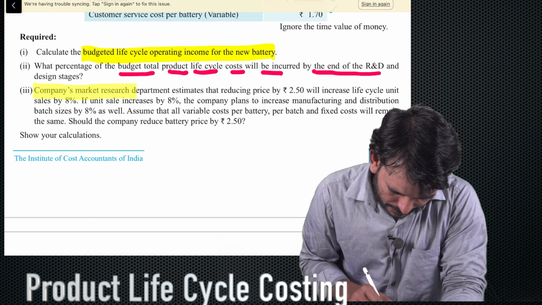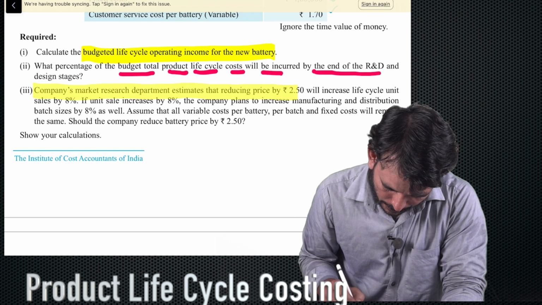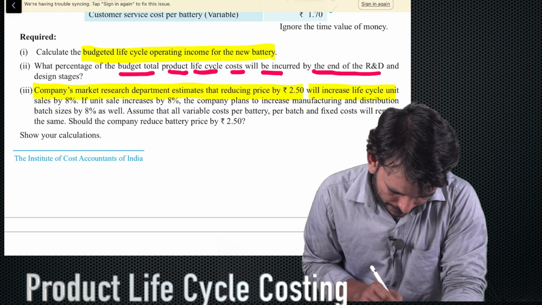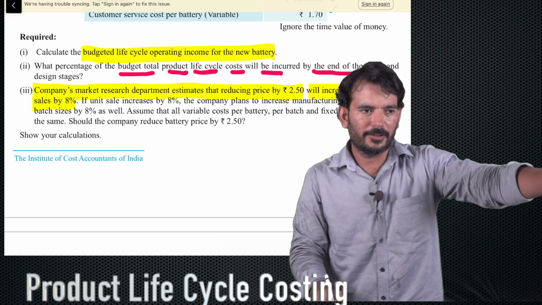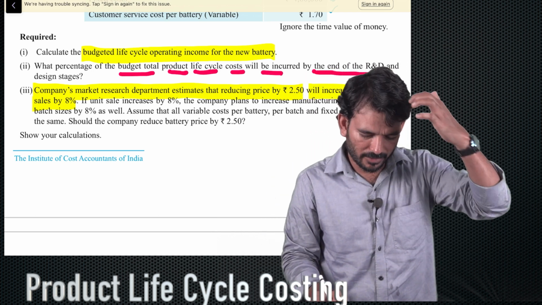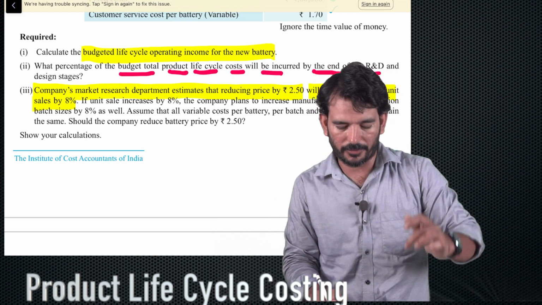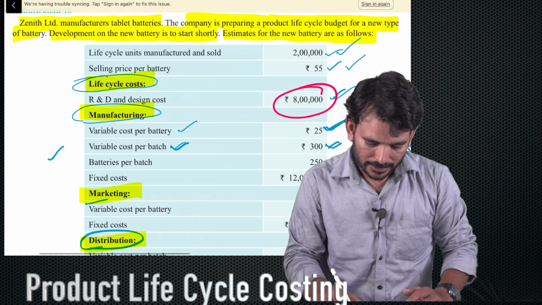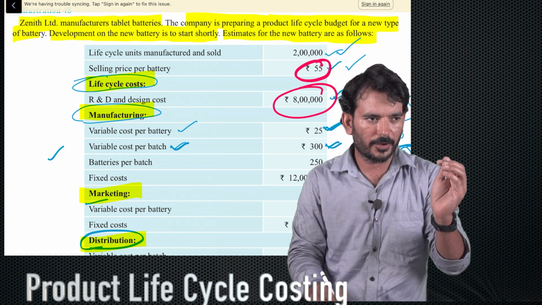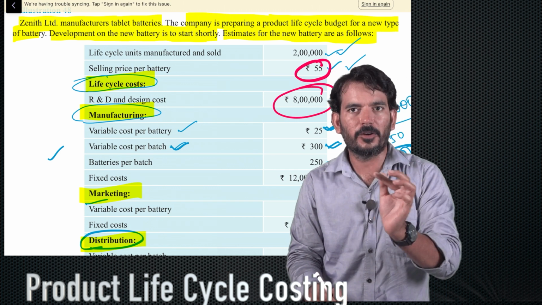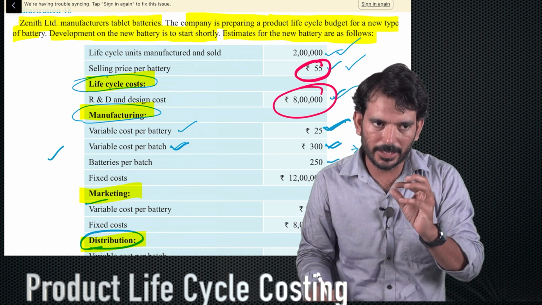Next, the company's market research department estimates that reducing the price by 2.5% will increase the life cycle unit sales by 8%. Sir, what is the impact of that? So one department is saying that we will reduce the selling price by 2.5%. What is our existing selling price? Existing selling price is 55, right? So from that, 2.5%, 2.5 rupees, you deduct. Okay, so 52.5 will be the new selling price.